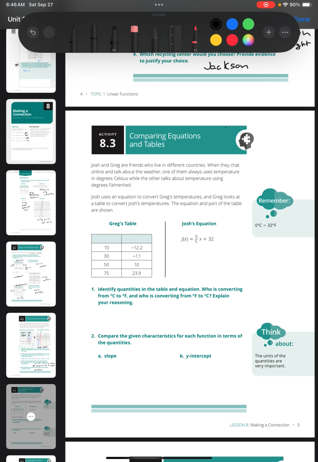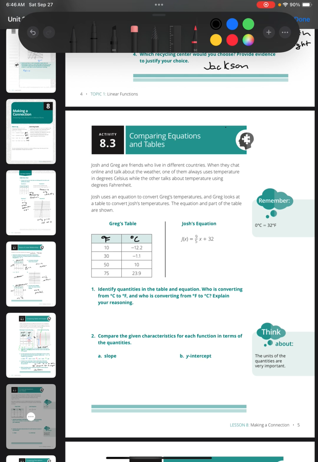Okay, so for number 1, identify the quantities in the table and equation. Who's converting from degrees Celsius to degrees Fahrenheit? Who's converting from degrees Fahrenheit to degrees Celsius? All right, well, we're looking at Greg's table. His left column is his degrees Fahrenheit, and his right column is the degrees Celsius, because when we make the conversion, degrees Fahrenheit is greater than degrees Celsius, so we can tell that is how his column is labeled.